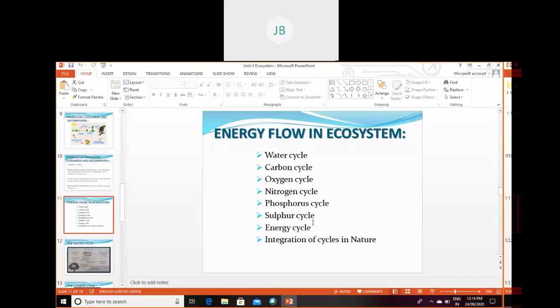And our own lives are also closely linked to the proper functioning of these cycles. If these cycles do not function properly, it will affect the life of human beings and all other organisms of the environment.